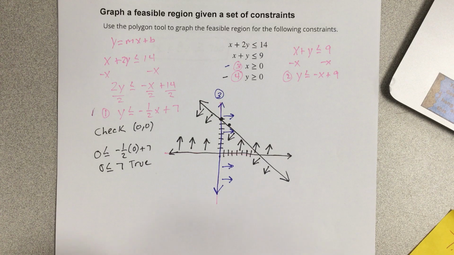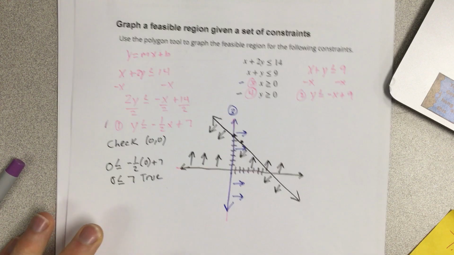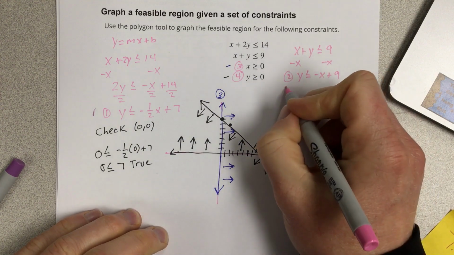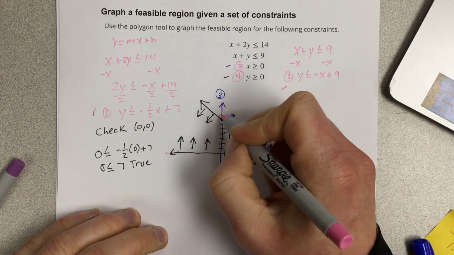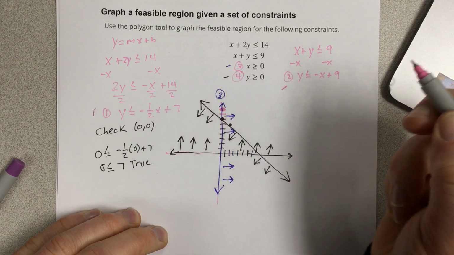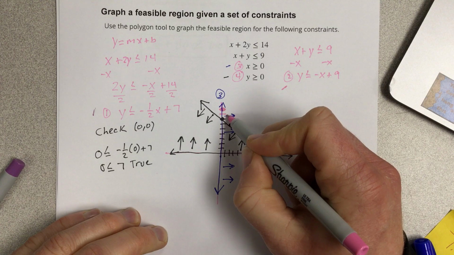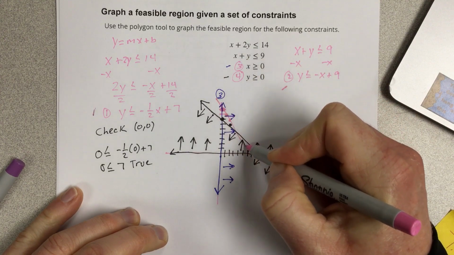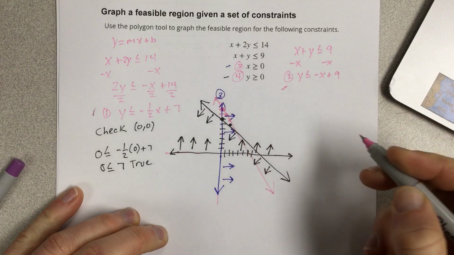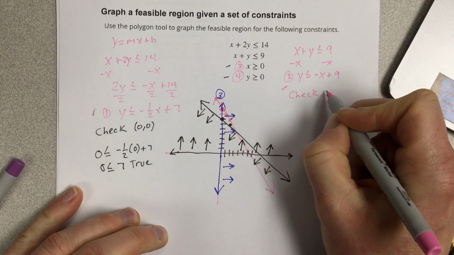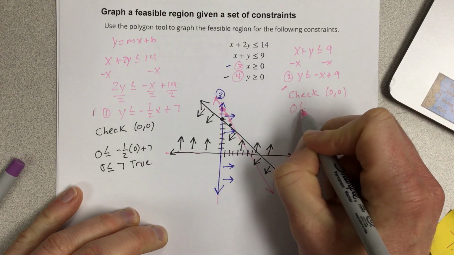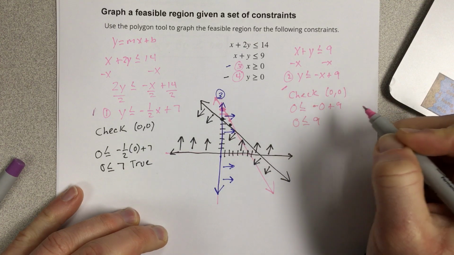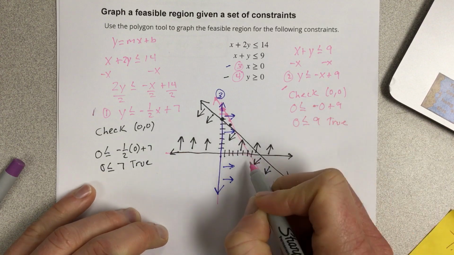And then the last equation, we're going to graph that one in pink. So that's go to positive 9 here. That'd be 1, 2, that spot here. Going to go down 1, over 1, down 1, over 1. So this line would look like so. We need to check 0, 0. That'd be 0 less than or equal to negative 0 plus 9. So that's just 0 less than or equal to 9. That is true. So we need to shade this direction.